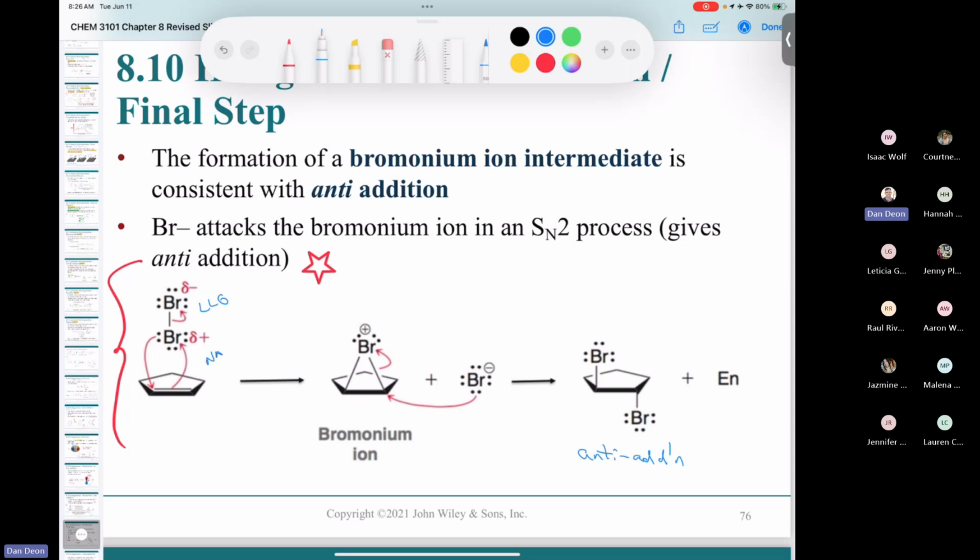So there you go. So that is the mechanism of bromination. Chlorination would be the exact same thing. All you would do is change all the bromines for chlorines.